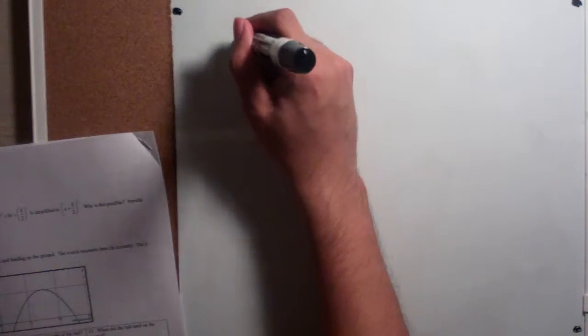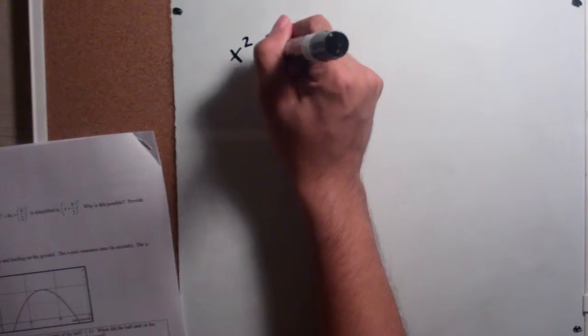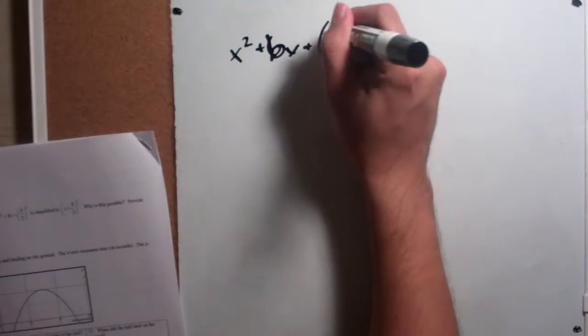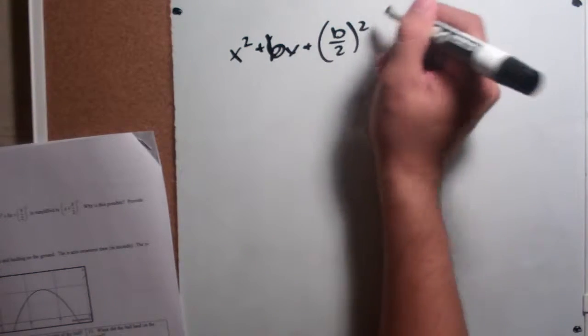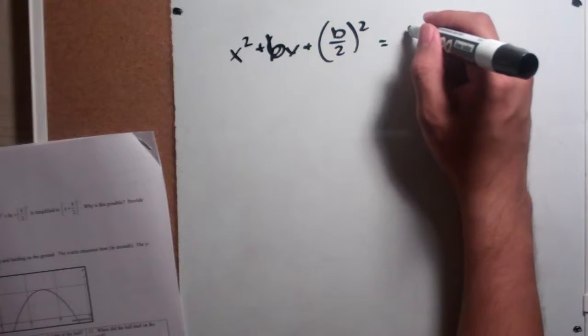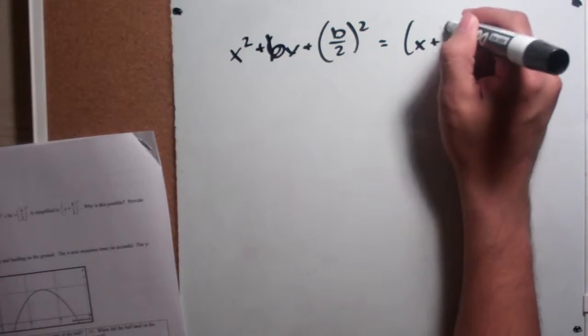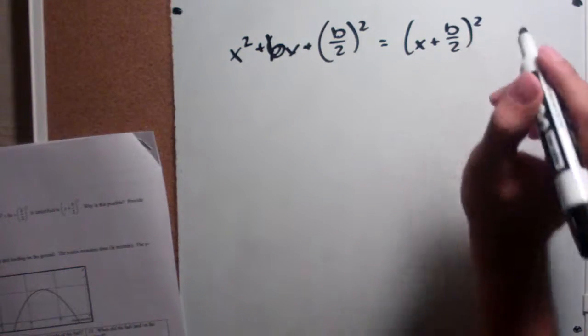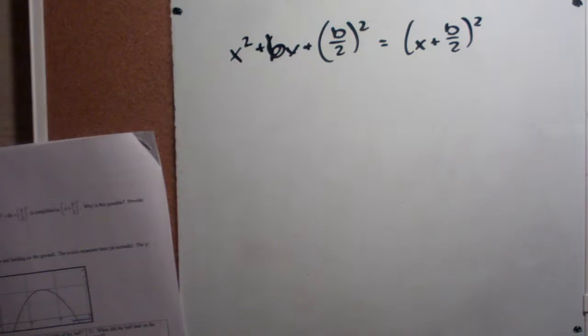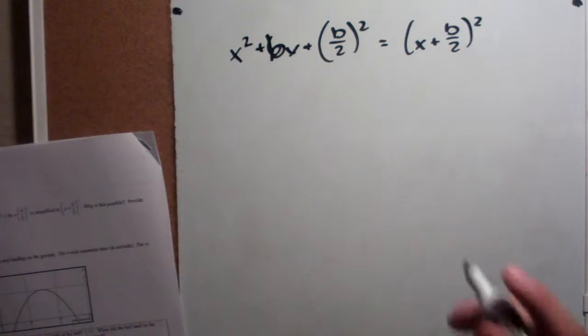Onto the last page. I'm skipping zero product property. For 28, in completing the square of the expression x squared plus bx plus the expression b over 2 squared, we're saying that this is equal to x plus b over 2 squared. So why is this possible? Provide an example. So you could provide an example on your own.